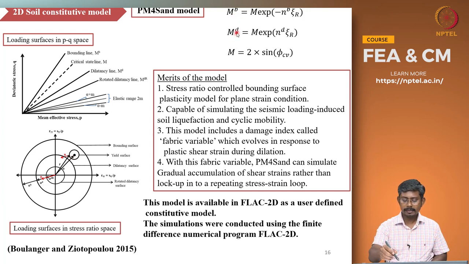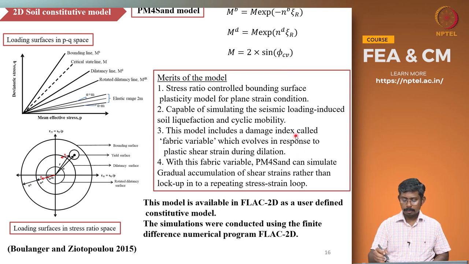The bounding surface, dilatancy surface and critical state surface are all defined as a function of the relative state parameter, which was discussed earlier. This xi r can account for the effect of confining stress and the effect of static shear stress on the relative density. It can also account for the effect of static shear bias and the overburden stress on the cyclic resistance ratio. And the critical state is defined with the critical state friction angle.